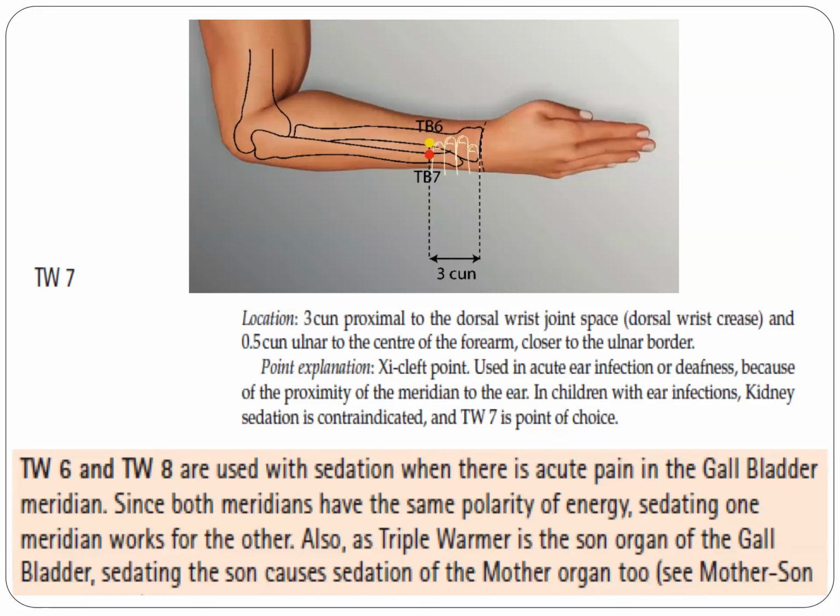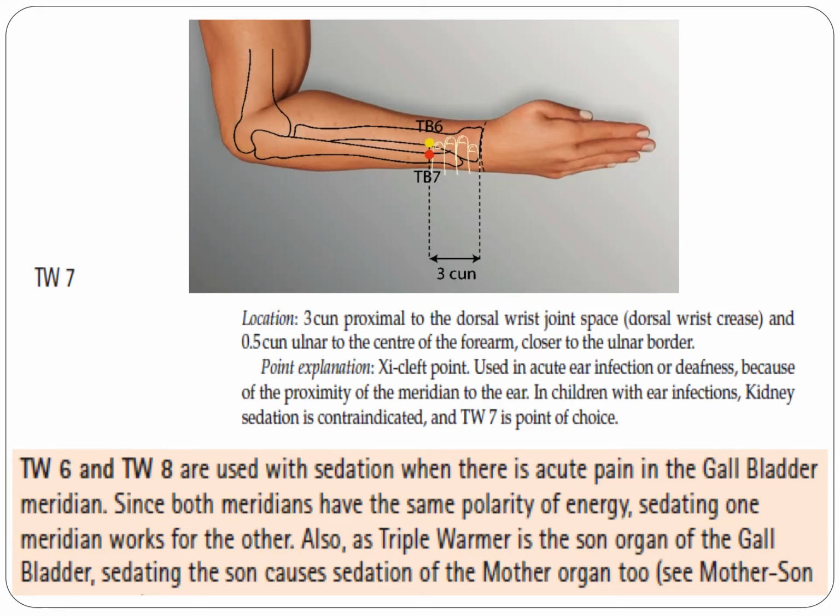Next is triple warmer 7. It is located 3 tsun proximal to the dorsal wrist joint space, and 0.5 tsun ulnar to the center of the forearm, closer to the ulnar border. It is the xi-cleft point used in acute ear infection or deafness because of the proximity of the meridian to the ear. In children with ear infections, kidney sedation is contraindicated, and thus triple warmer 7 is the point of choice.